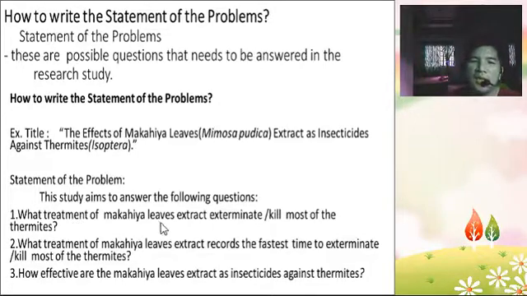So, alin kaya doon ang mas maraming pinapatay na termites? Number 2, what treatment of makahiya leaves extract records the fastest time to exterminate or kill most of the termites? So, alin kaya dun sa tatlong treatment, yung tubig lang ba, yung pinaghalong tubig at saka makahiya leaves extract, or yung purong makahiya leaves extract ang mas mabilis na makakapatay sa mga termites?